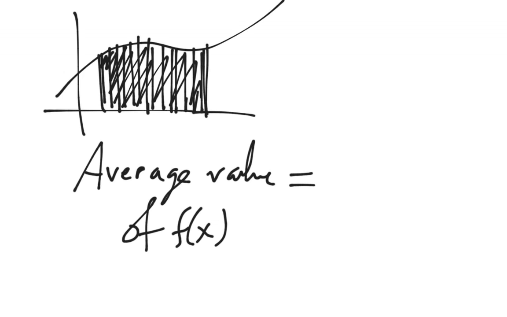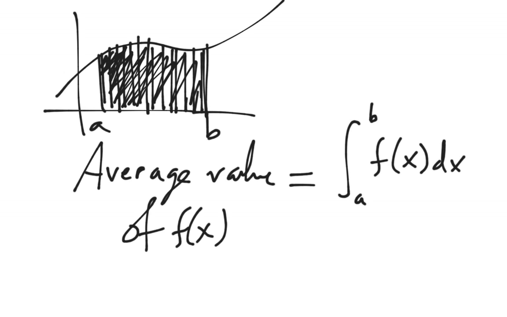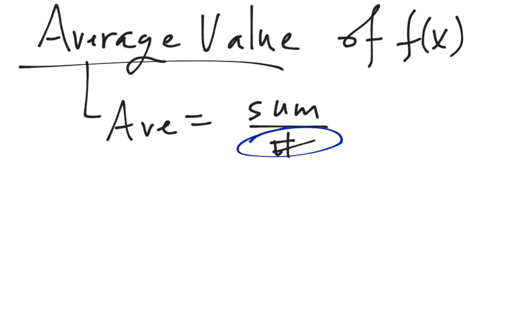f of x is going to be, well, to add up values of f, I integrate. And this is going to go between a and b. So I'm going to integrate between a and b the function. Pretty straightforward. But that wasn't the only part of the average value. I also had the number of numbers.